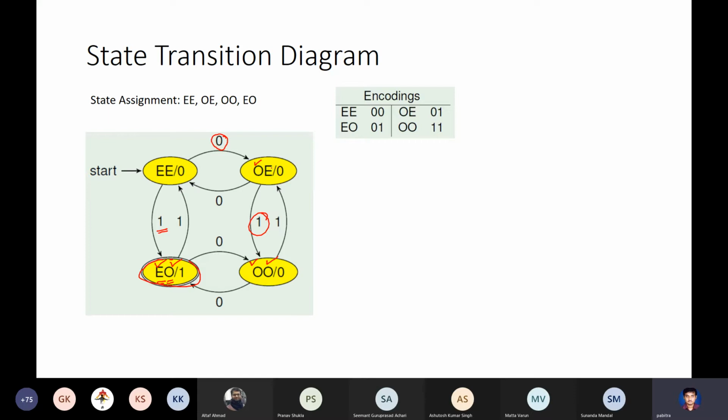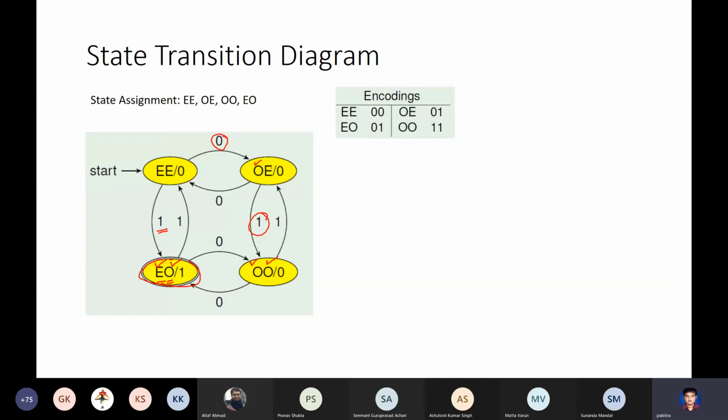Note that we could have defined the states some other way. In that case, it might not be possible for the output to depend only on the state. Maybe you could have fewer states, and then you would have to take the input into account also. In that case, it would be a Mealy machine. It need not be a Moore machine.